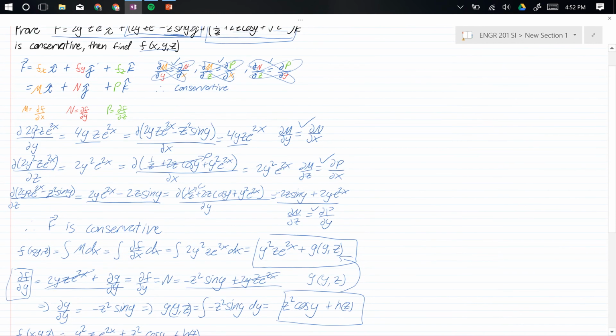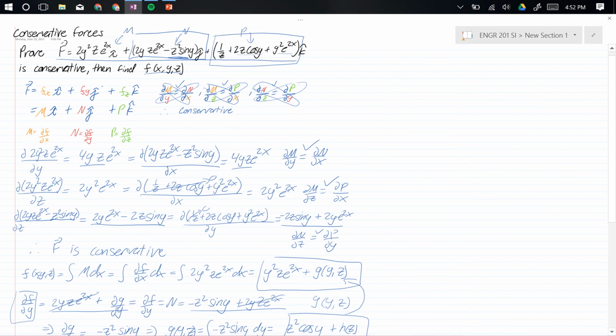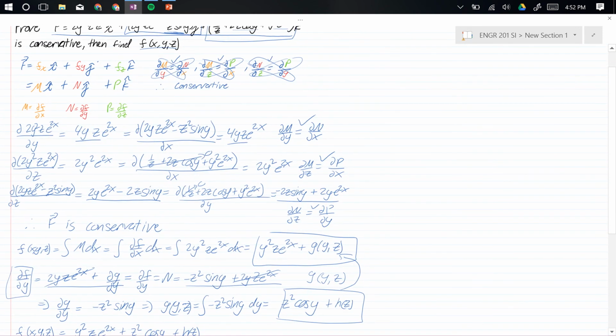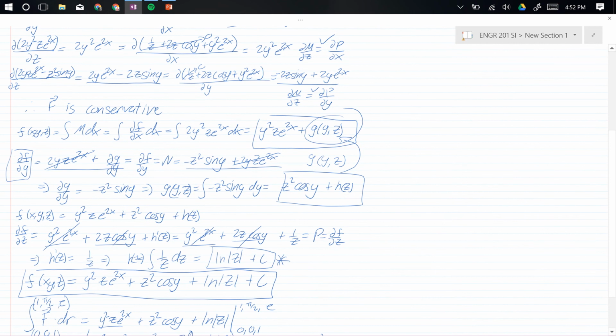Also know that m, n, and p all derive from the original function f of x, y, z. So if you do the integral of f sub x with respect to x, it gives you your function f of x, y, z. But that does not account for some function g of y, z, because if you take the derivative of g of y, z with respect to x, this will go to 0 because there's no x in it. And the same thing can be said for h sub z when we try to find g sub yz.